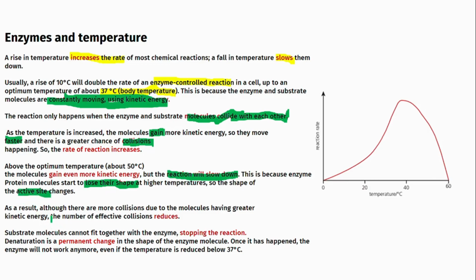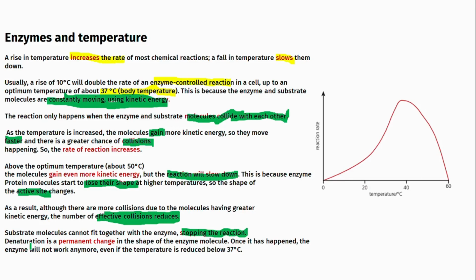As a result, although there are more collisions due to the molecules having greater kinetic energy, the number of effective collisions will eventually get reduced. Substrate molecules can no longer fit together with the enzyme, stopping the reaction. Okay, so when the shape of the active site no longer fits the substrate, the reaction will stop.